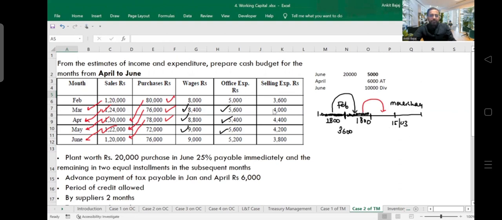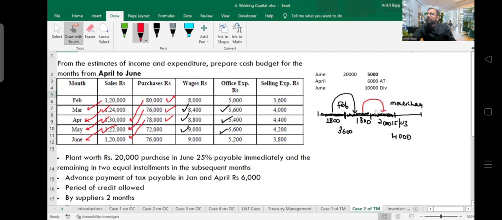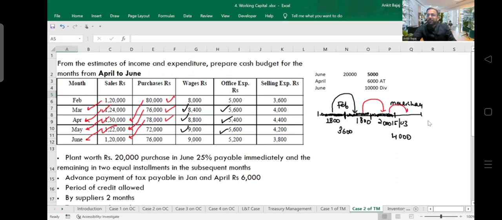Now here, what is the cost of selling expenses for the month of March? It is 4,000, right? So what is going to be the half of 4,000? It is going to be 2,000. When will you make the payment of this 2,000 rupees? The second half, from 15th March to 31st March, right?